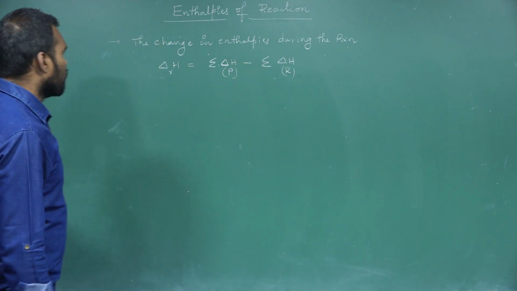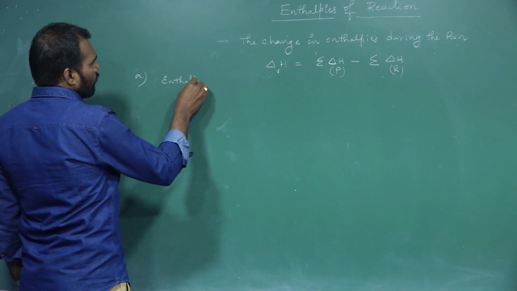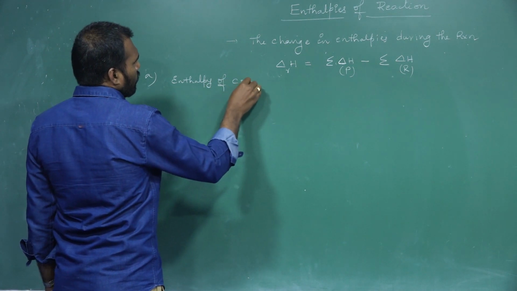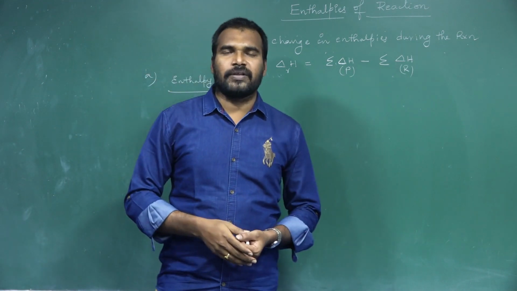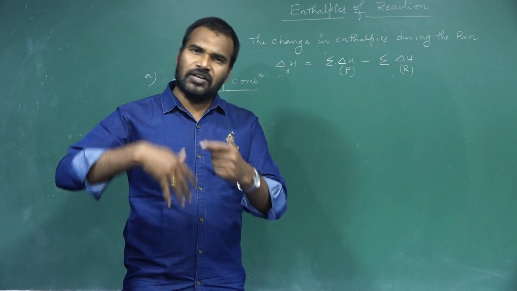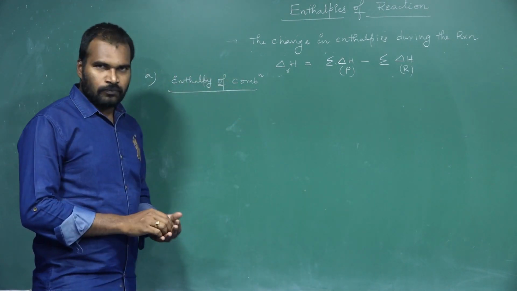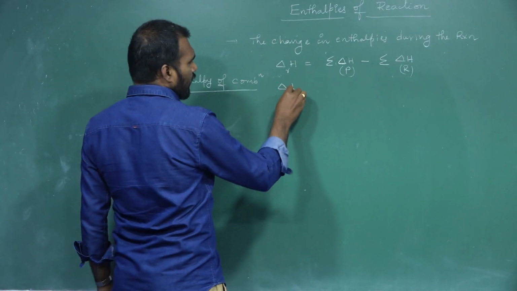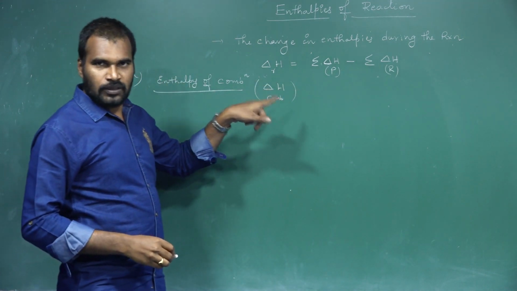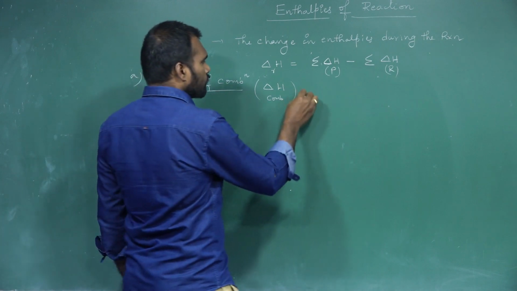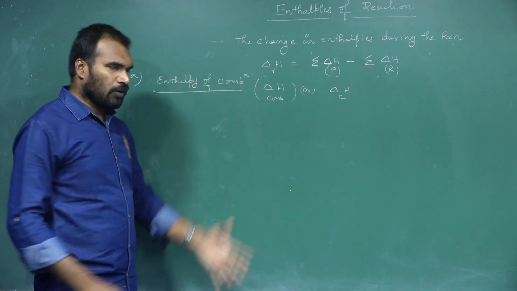So under these enthalpies of reaction, we will discuss the first one, enthalpy of combustion. Combustion. You know what is combustion? Burning in presence of air or oxygen. Burning of any substance we call generally as combustion. Enthalpy of combustion, this generally we represent with del H combustion or del HC. So this is a usual representation of enthalpy of combustion.